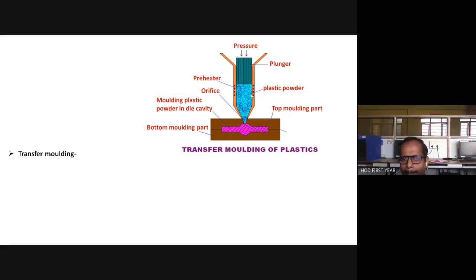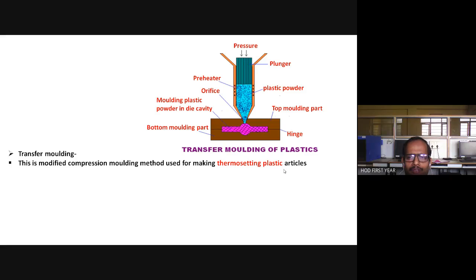Okay. So obviously the first statement is a hinge. Hinge to what? To remove the final article after curing. First, type of resin that can be molded. So this is modified compression molding. This is actually a combination of two methods. This is compression plus injection. You keep this in your mind. Compression and injection is a combination.